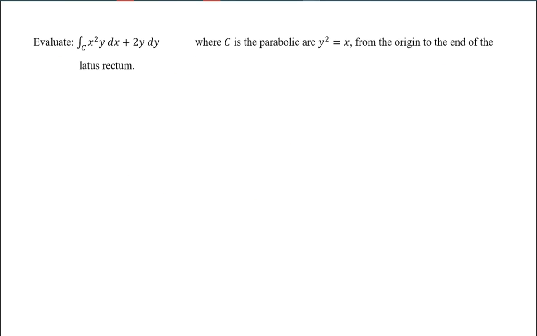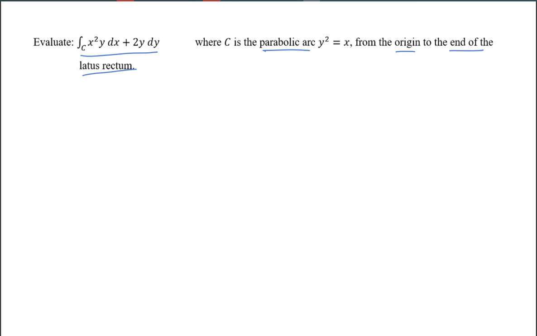Suppose this integral. So first of all, you judge the curve. What you need to do? You need to define what is this c along which you need to integrate, with respect to x here and with respect to y here, but along the curve c. So what is the curve c? C is given as the parabolic arc y square is equal to x. Why is it a parabolic arc? Because it is from the origin to the end of the latus rectum.